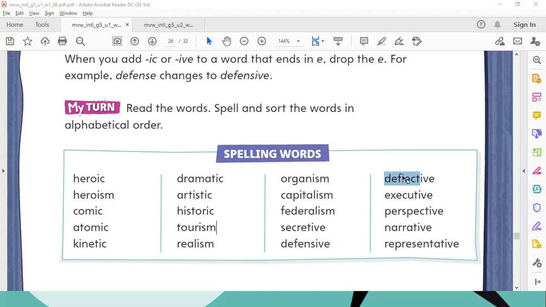Guys, we have 7 minutes and we need to finish four words, please. Tarek, can you read number four? Yes, mister. Can you read this word, please? Executive. Repeat after me. Executive. Very good.